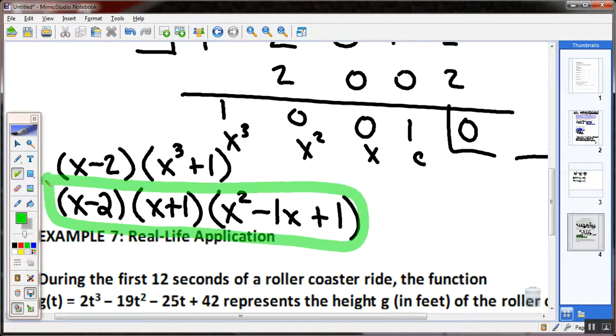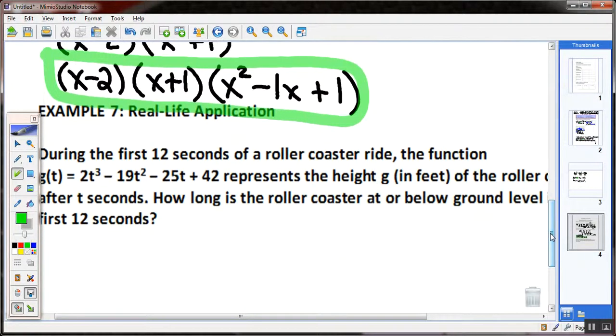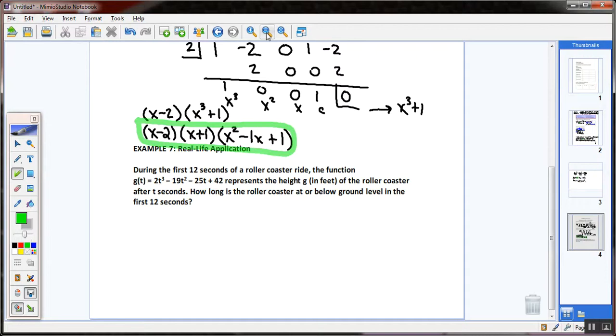Okay, last one right here. Good application right here. This will be something we're going to look at in terms of what zeros mean. Last one. So during the first what, kids? Seconds of a roller coaster? I like roller coasters. Who wants to go on a roller coaster ride? Okay, give me some sort of sign we're alive right now.